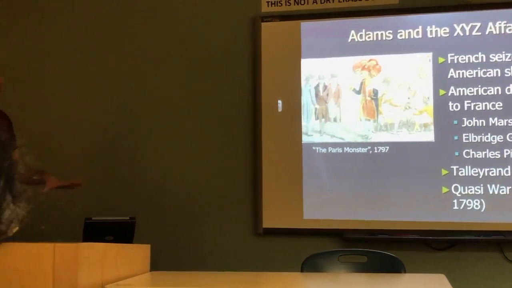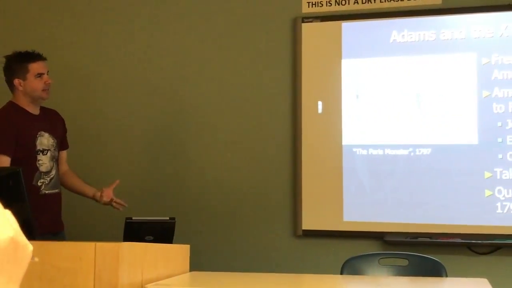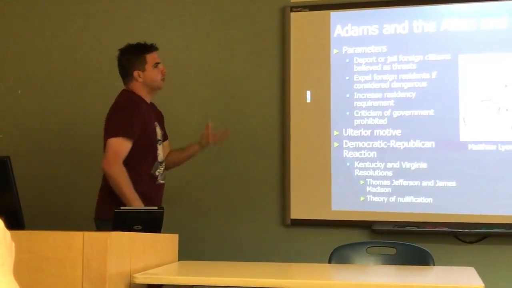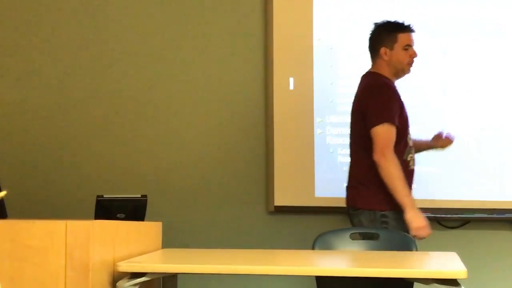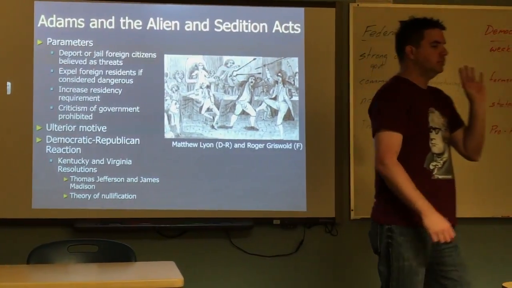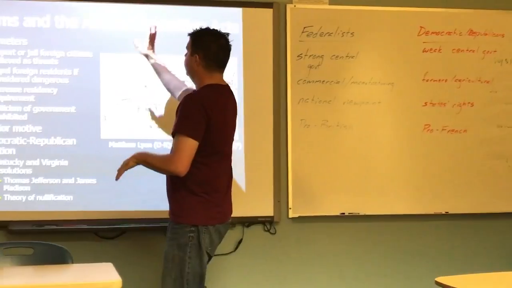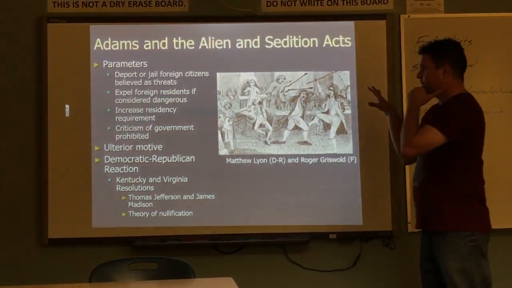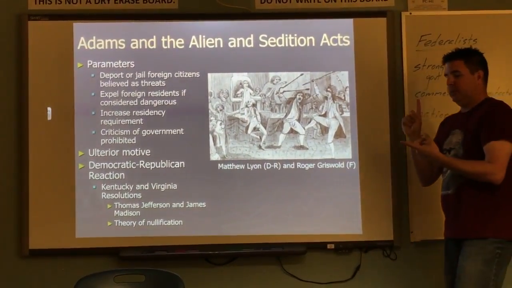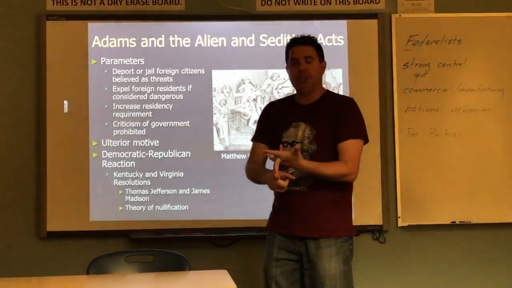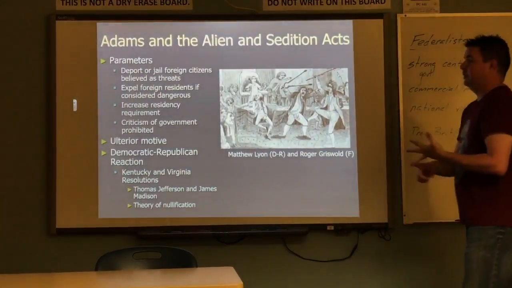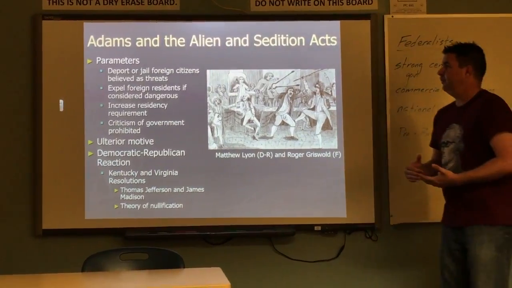But it's still the idea of the French antagonizing the American public that is going to allow the Federalists to pass some pretty strong legislation. So we're looking at the Alien and Sedition Acts. We have the Alien Act, we have the Naturalization Act, and we have the Sedition Act. We're going to break this down, okay?